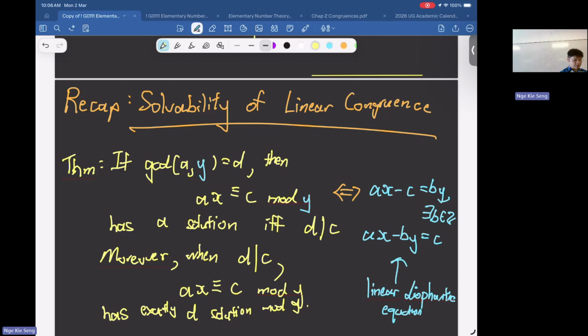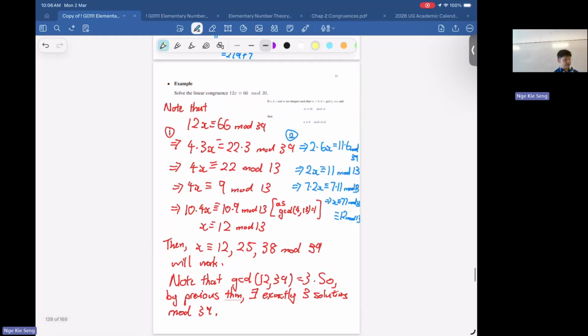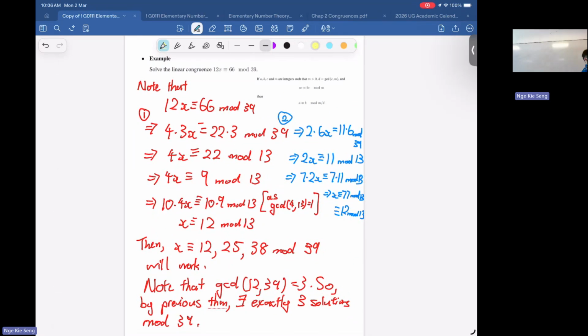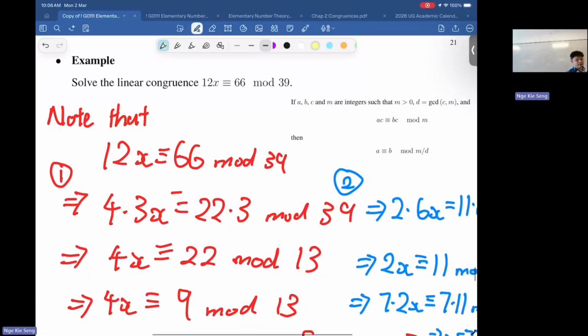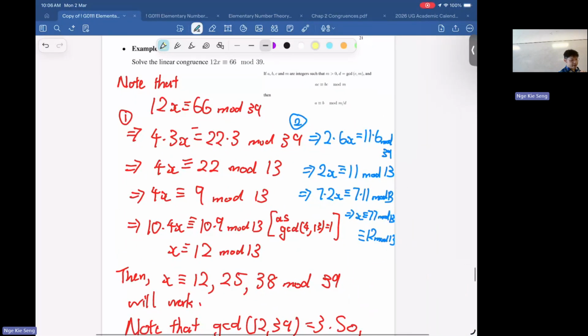Yeah, we have examples for this, in particular this question. We wanted to solve 12x congruent to 66 mod 39. We realized that the GCD of 12 and 39 is 3. So you solve the reduced equation 4x congruent to 9 mod 13. You found that x is congruent to 12 mod 13, and then you convert back to mod 39. Actually, there are 3 different solutions. This is the reason why there are D solutions.